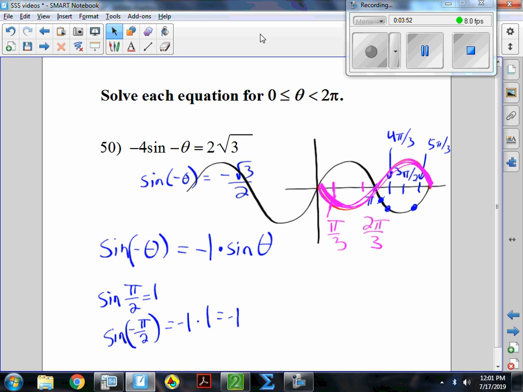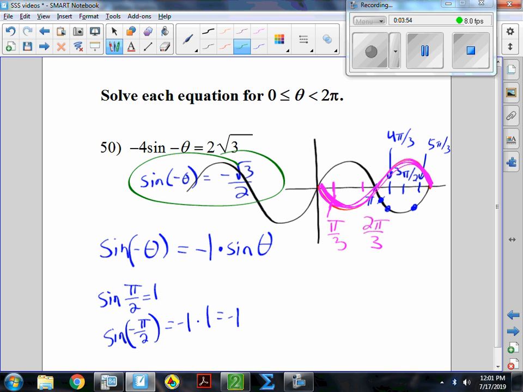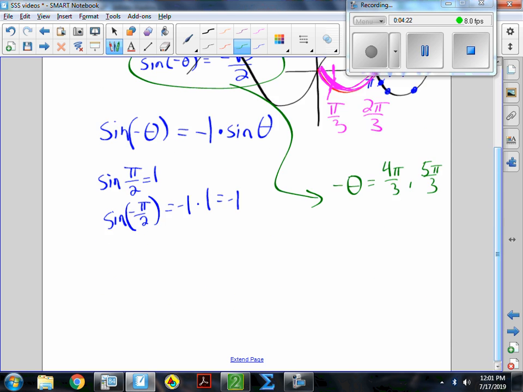If you don't do all that with the graph, if you use your unit circle and you get to the point that negative theta, when you take the inverse of both sides, inverse sine of -√3/2, all values from 0 to 2 pi, it's going to be at 4 pi over 3 and 5 pi over 3. Well, now you have a negative theta. So if you divide by -1, I have theta equals -4 pi over 3 and -5 pi over 3.